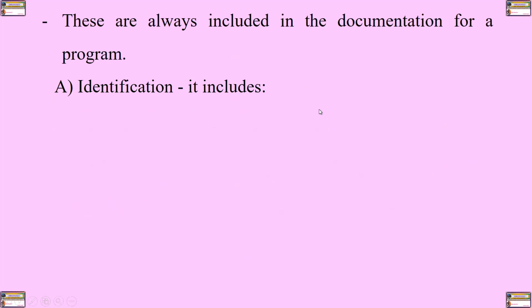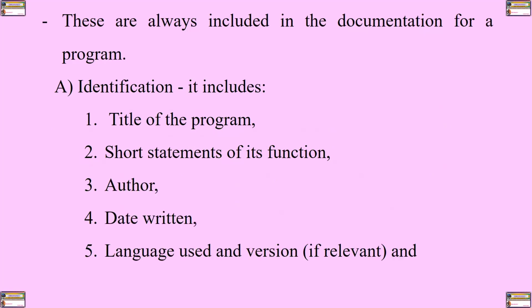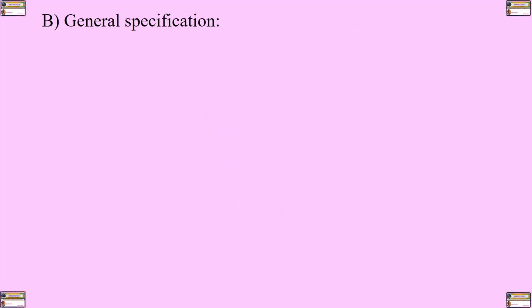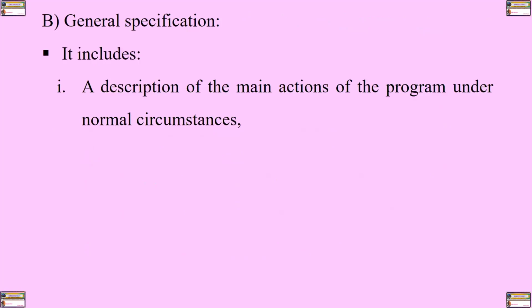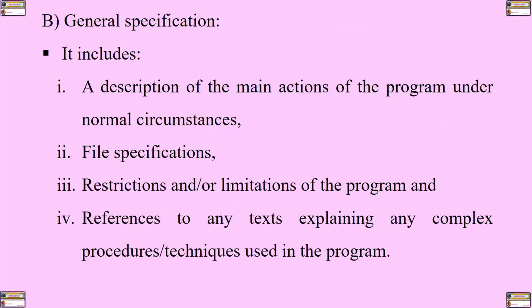So what do we have under identification? In identification, we have type of the program, the short statements for its function, the author, the date it was written, the language used and the version if relevant, and the hardware requirements. Under the general specification, we have a description of the main actions of the program under normal circumstances, the further specifications, the restrictions or limitations of the program, and references to any texts explaining any complex procedures, techniques used in the program.